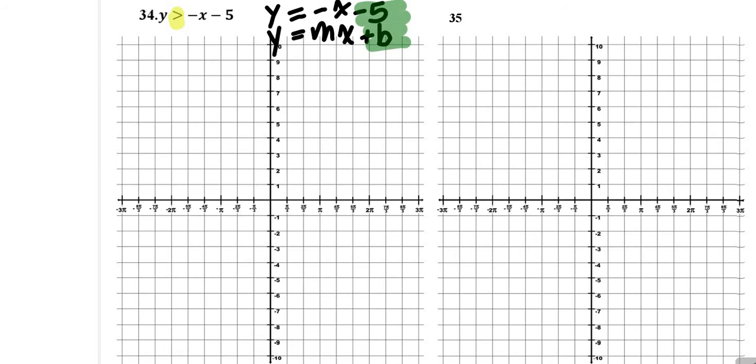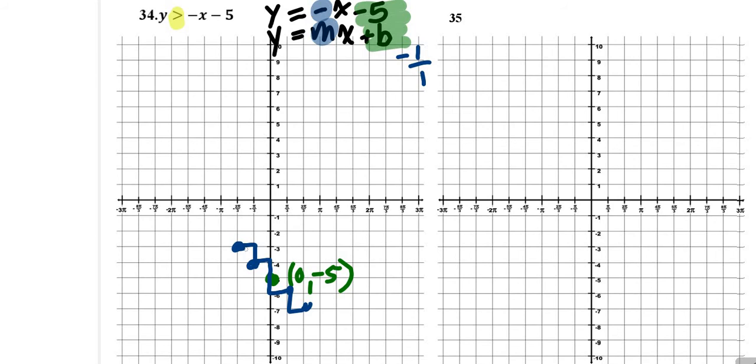Step 1, our b-intercept, which is our y-intercept, is negative 5. So we start down here at negative 5. 0, negative 5 is our y-intercept. Our slope is essentially negative 1 over 1, which means our line must tilt downward. So down 1 over 1, or up 1 over 1.